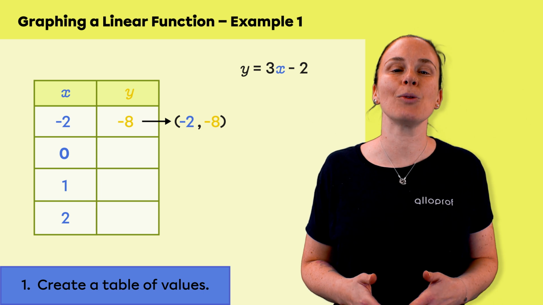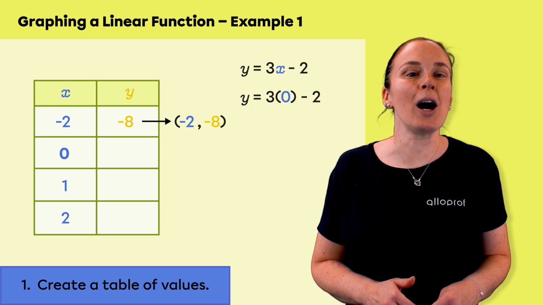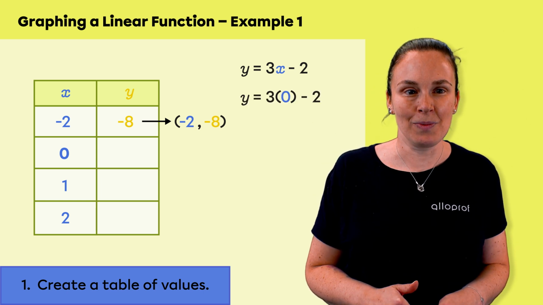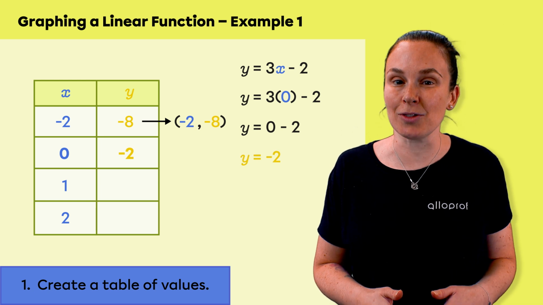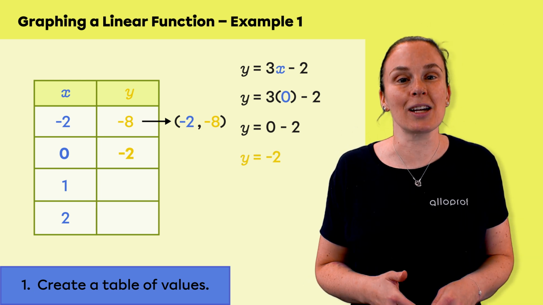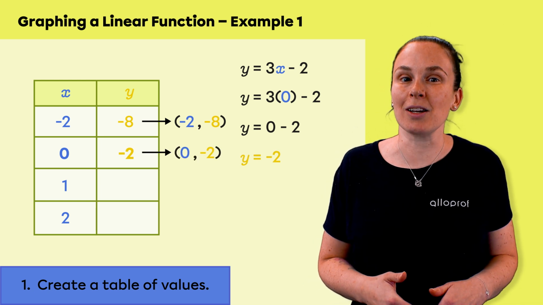This time, take x is equal to 0. The equation then becomes y equals 3 times 0 minus 2. Solving this gives y is equal to -2. So when x equals 0, y equals -2. So the second point is 0, -2.